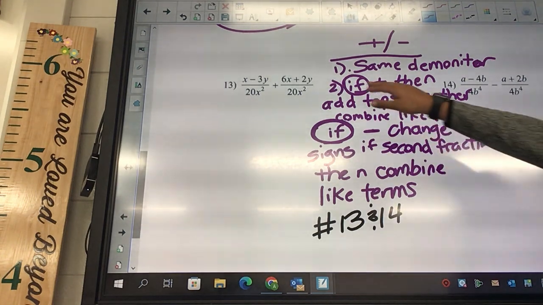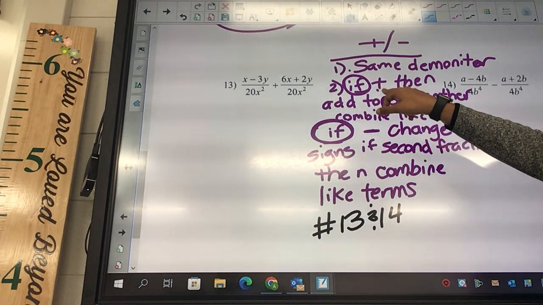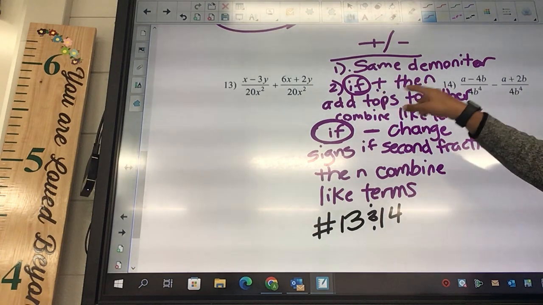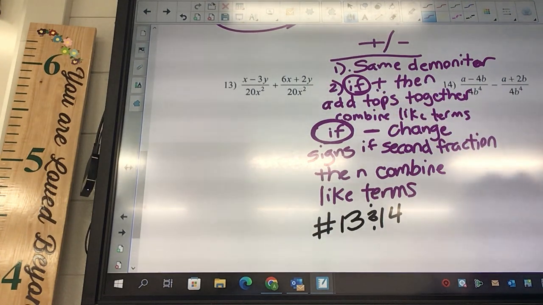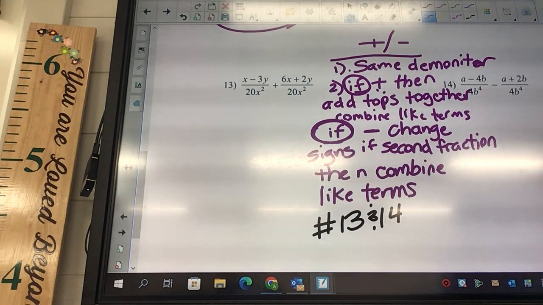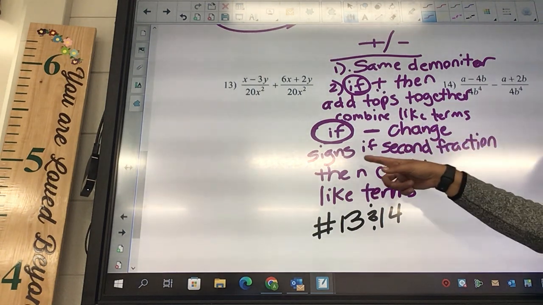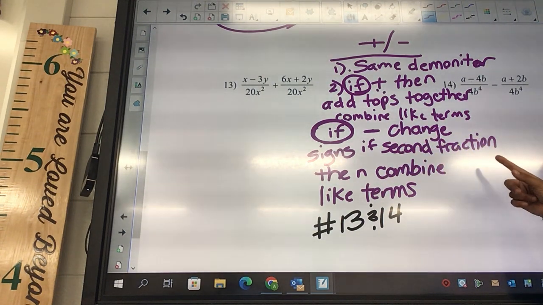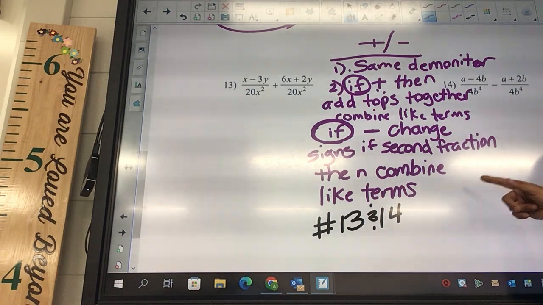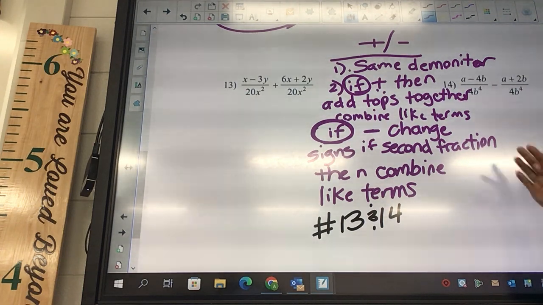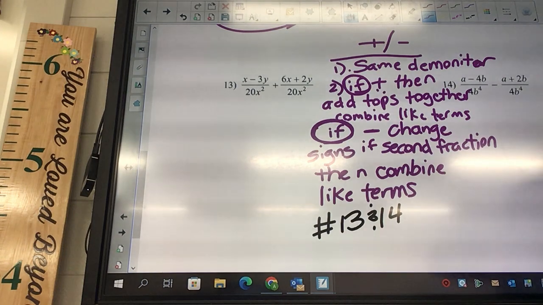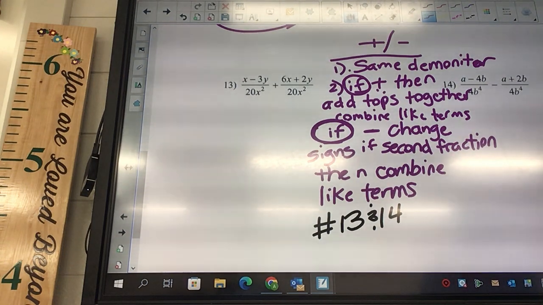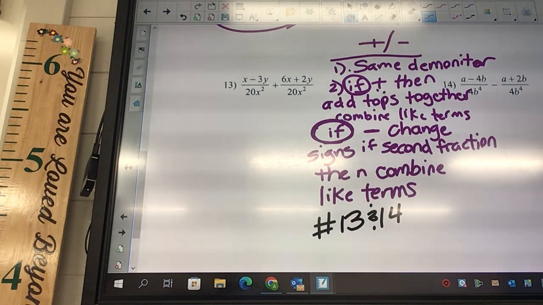Okay, this says if it's a plus, then you add the tops together and combine like terms. If it's a minus, you need to change the signs of the second fraction and then combine like terms. So the rules change a little bit. Remember, on the second one, you're kind of distributing that negative. So the first one's always going to be positive, and then the rest you're going to flip the signs after that.